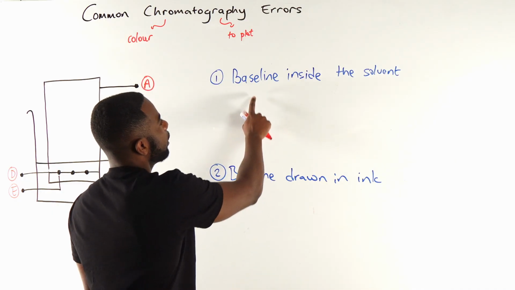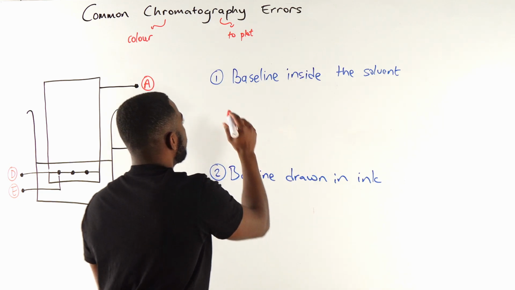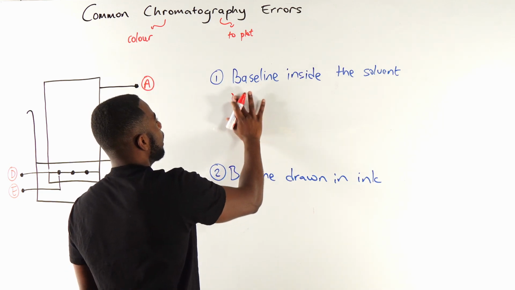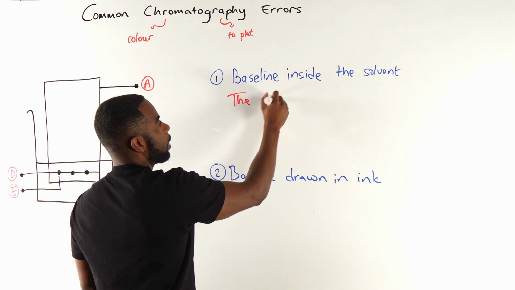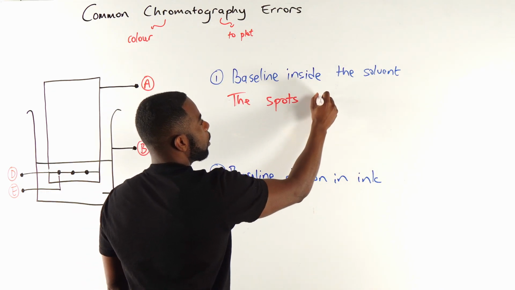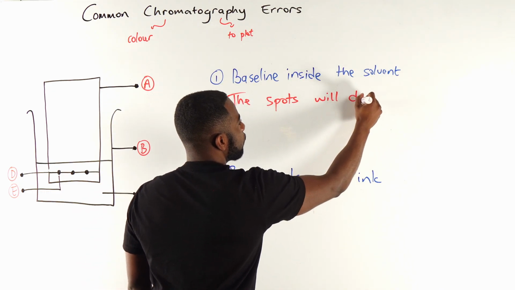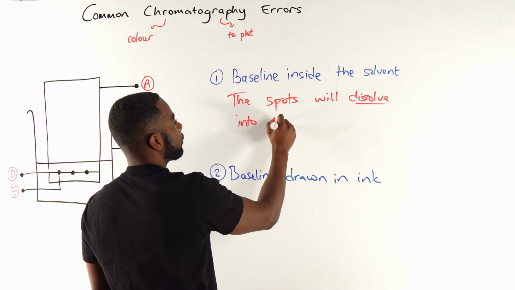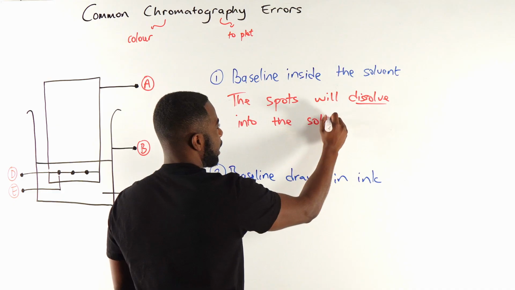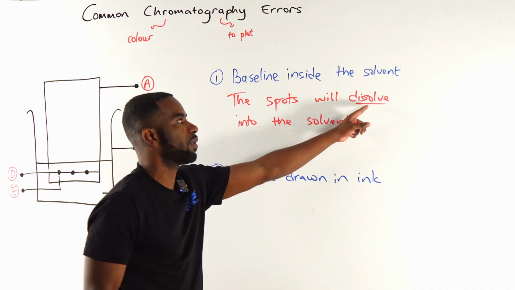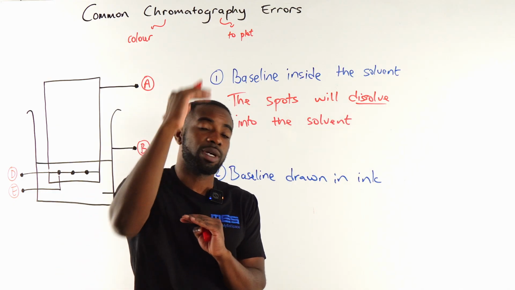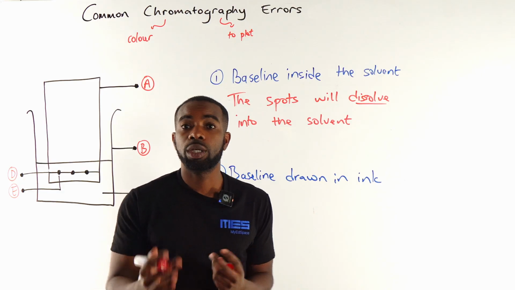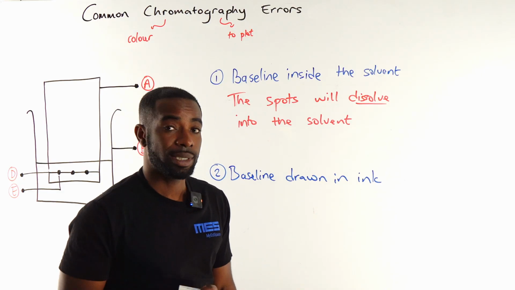So first thing here, if your baseline is inside the solvent, then your spots will dissolve into the solvent. And that is not great, because if they're dissolving into the solvents, then they do not get to travel up the paper, and you can't do your calculations or analysis thereafter.